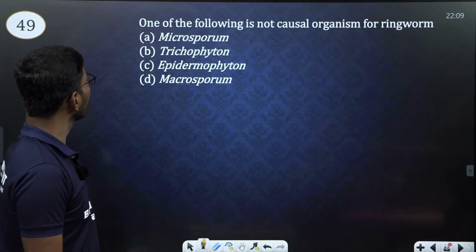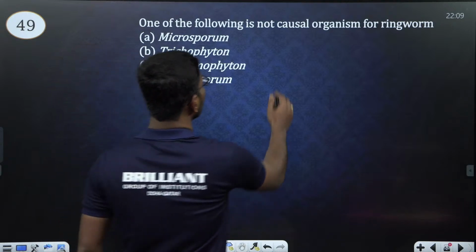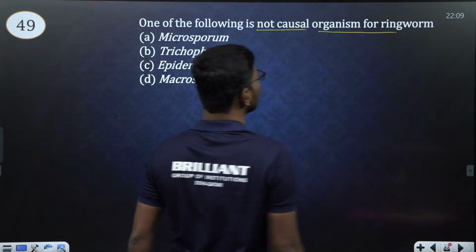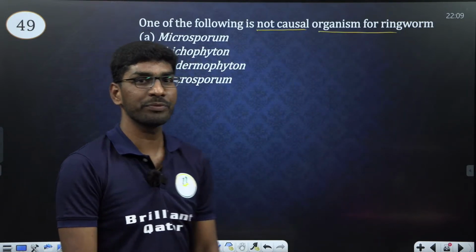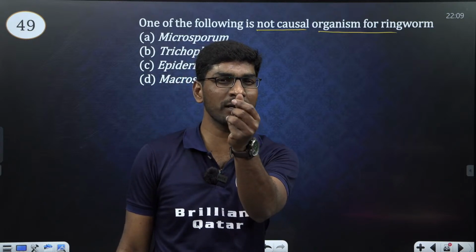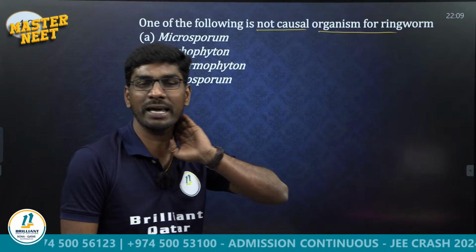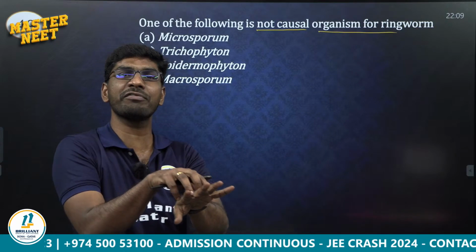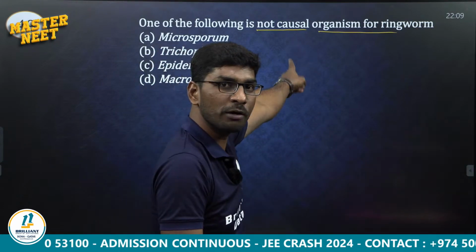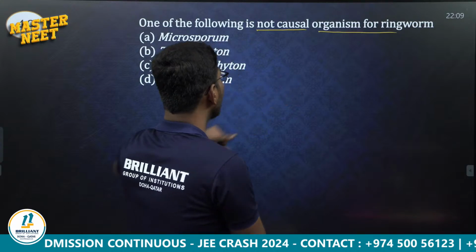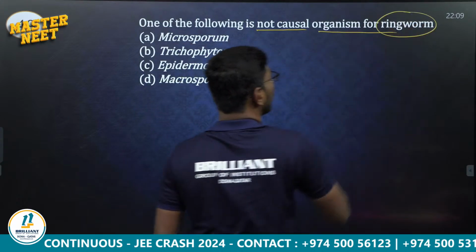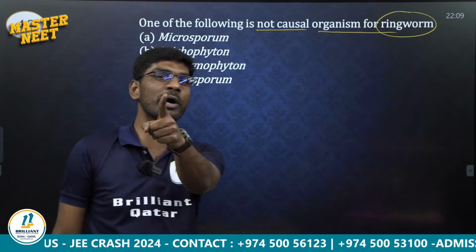Next question. Look at the next question. Which of the following is not a causative organism of ringworm? Ringworm, moist and heat help it to grow on the neck area, on the scalp area, between the fingers, groin areas. Which of the following is not a cause of ringworm?